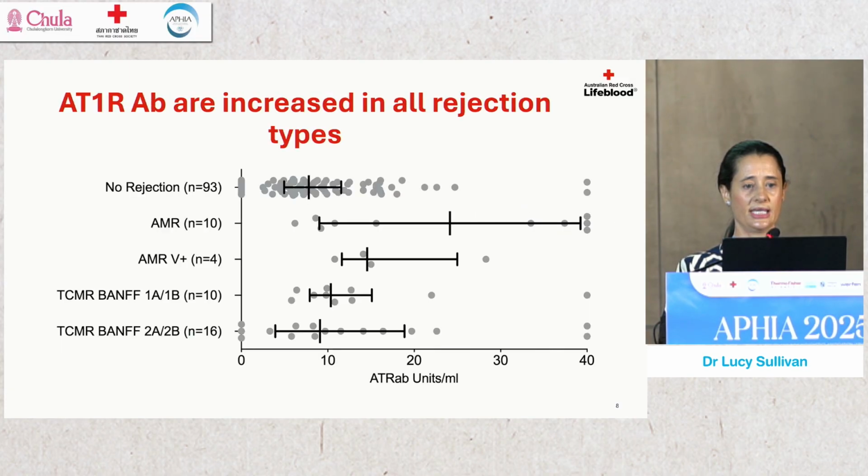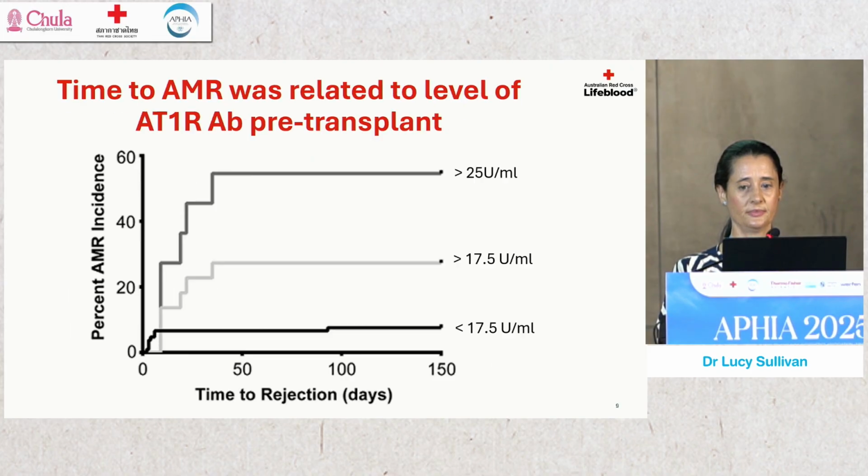One thing that was quite stunning in this cohort was that AT1R antibody levels were increased across all rejection types. About a quarter of the cohort had rejection, and it was noted that AT1R levels greater than 17.5 units per mil had a rejection rate of 50%. This is with no HLA DSA present. Furthermore, the time to antibody-mediated rejection was related to the levels of AT1R antibodies prior to transplant, with high levels of AT1R antibodies experiencing significantly higher rejection and in a shorter time frame.